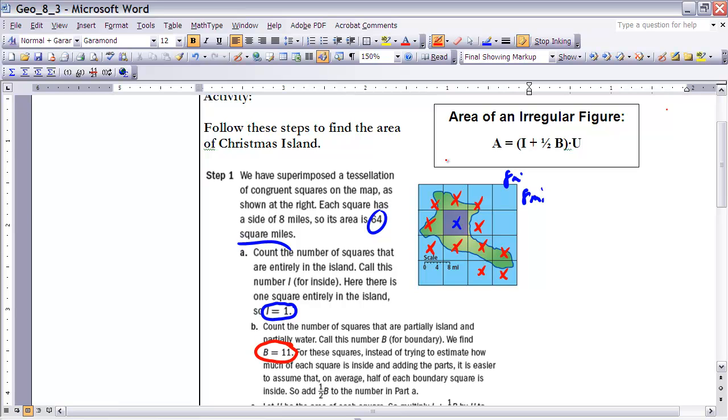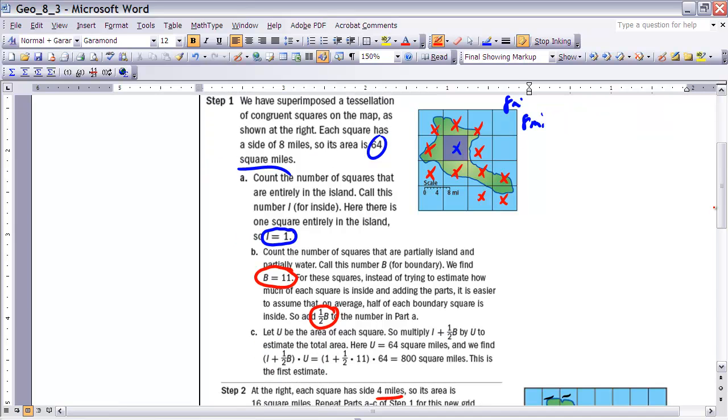It doesn't matter that some of them are really full and some of them are not very full, because we're just going to average that out. So basically, we're going to count each one of those boundary squares as being half a square. So we're going to take 1/2 times the number of boundary squares. If I take the one inside square plus half the boundary squares, we said we had 11 boundary squares, and half of that would be 5.5.